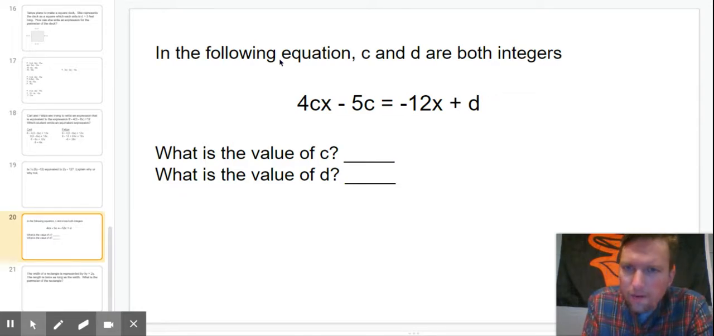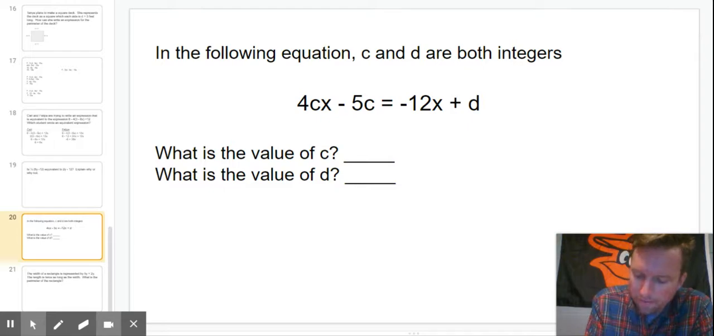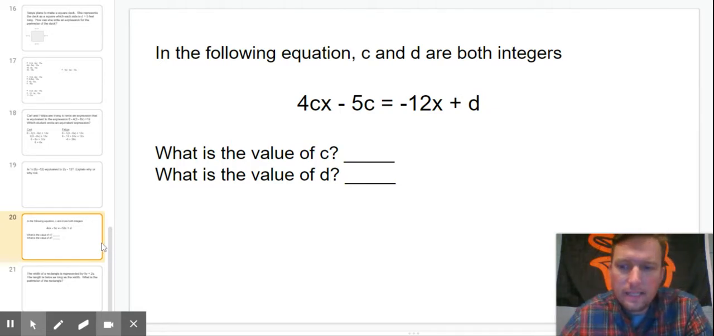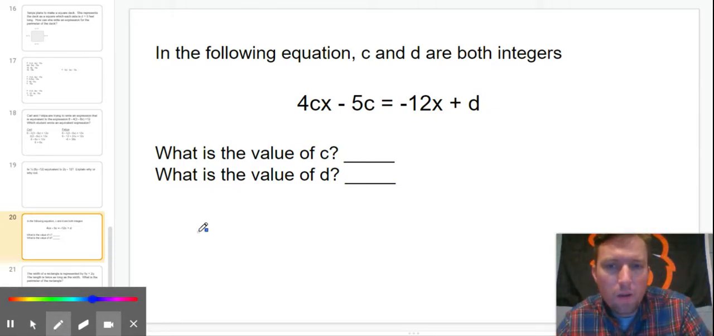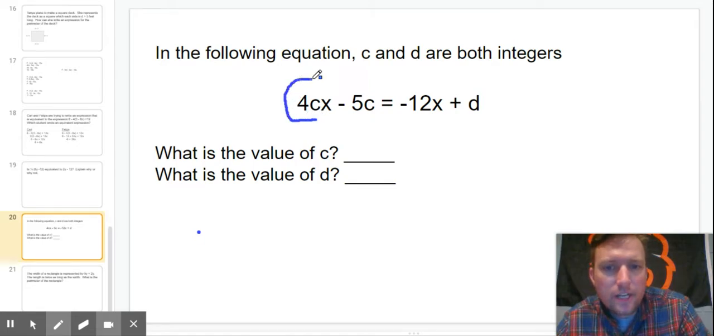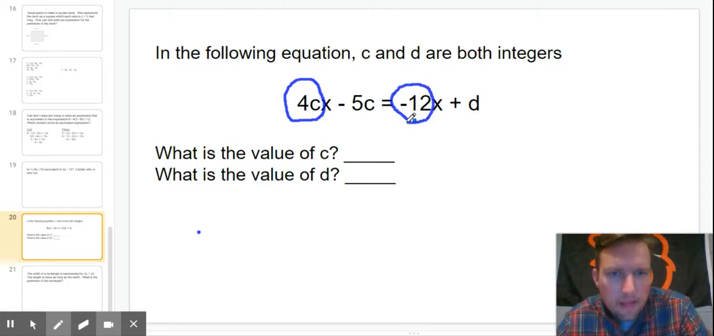Now, the first thing that we're going to be doing is solving for the value of c. In order to solve for the value of c, it is very helpful to know that the coefficients, the number in front of these variables x, must be equal. So we can apply that when we solve this problem. If these coefficients in front of the x are equal, what that means is that 4c is equal to negative 12.